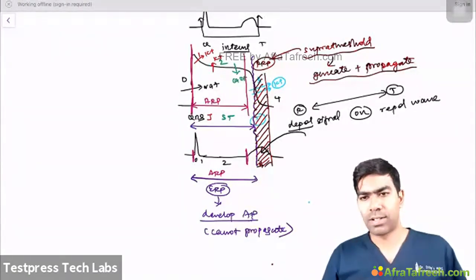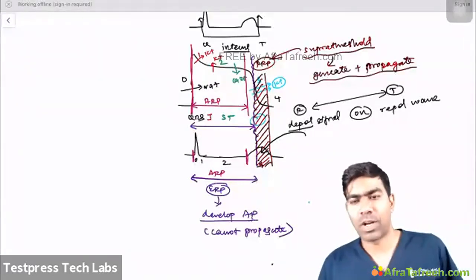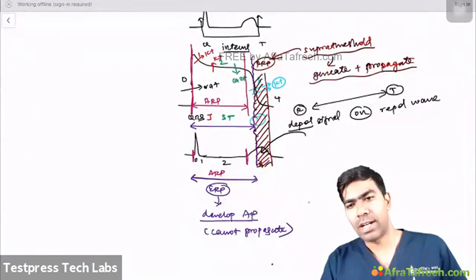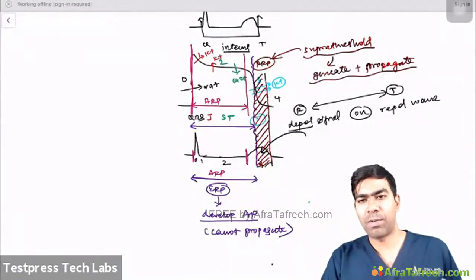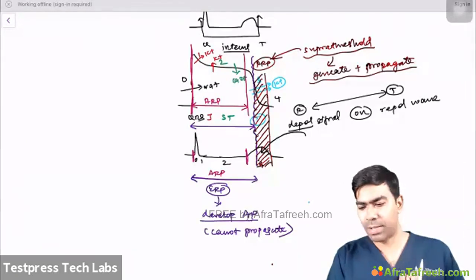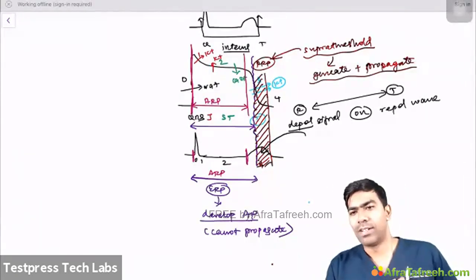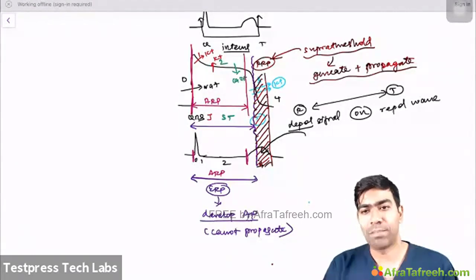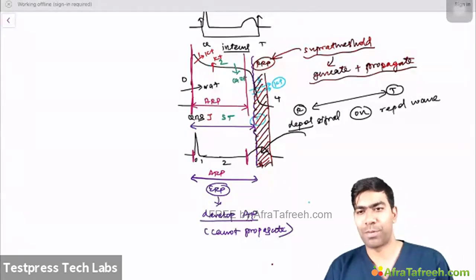Commotio cordis is one type of mechanical R wave that you are giving, but the R on T phenomenon doesn't only happen in commotio cordis. It can happen in many other conditions apart from commotio cordis.